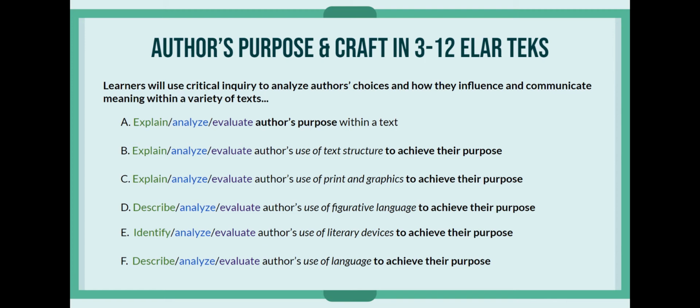or evaluate. But then if you look at B through F, once they've discerned author's purpose and they can explain, analyze, or evaluate it, then they begin to analyze other choices the author makes, right? And so if you look, I've got it in italics for you, B through F. They're going to explain, then eventually analyze, then finally evaluate author's use of text structure to achieve the author's purpose.